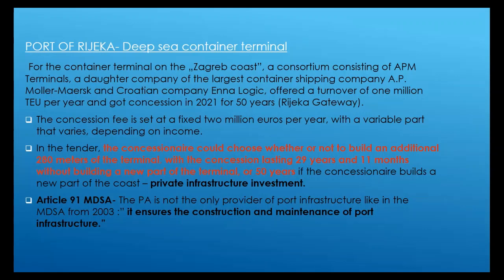The concession fee is set at a fixed 2 million euros per year, with a variable part that varies depending on the income. In the tender, the concessionaire could choose whether or not to build an additional 280 meters of the terminal, with the concession lasting 29 years and 11 months without building a new part of the terminal, or 50 years if the concessionaire builds a new part of the coast. So it is the biggest private infrastructure investment in a port in Croatia.